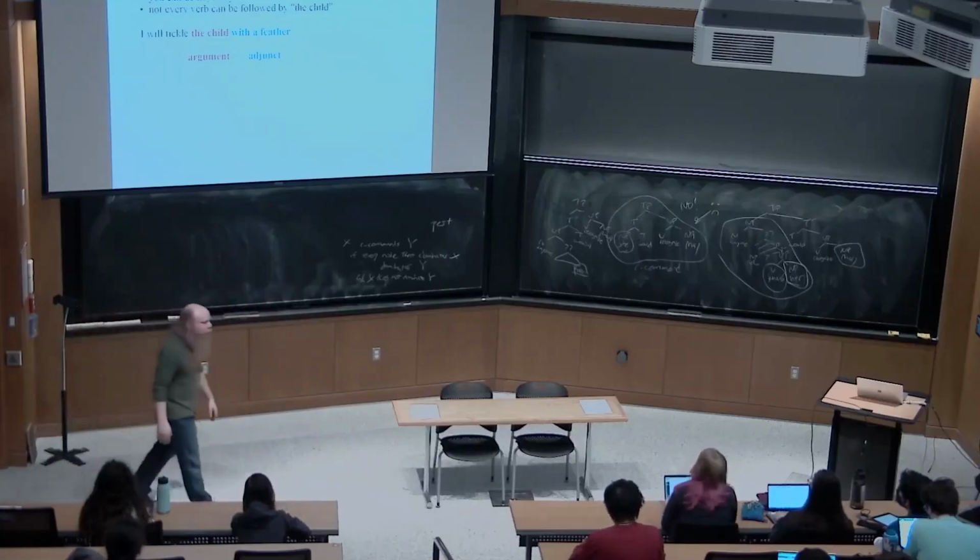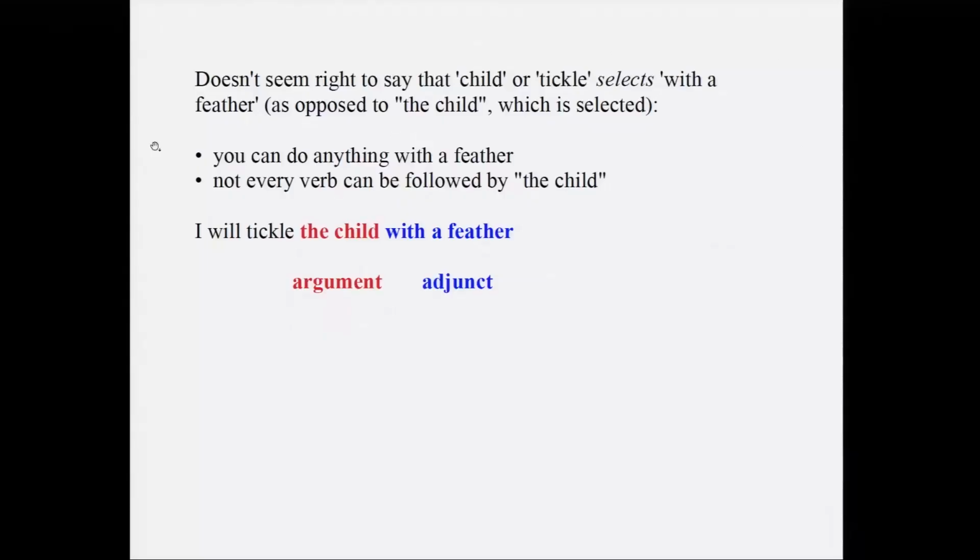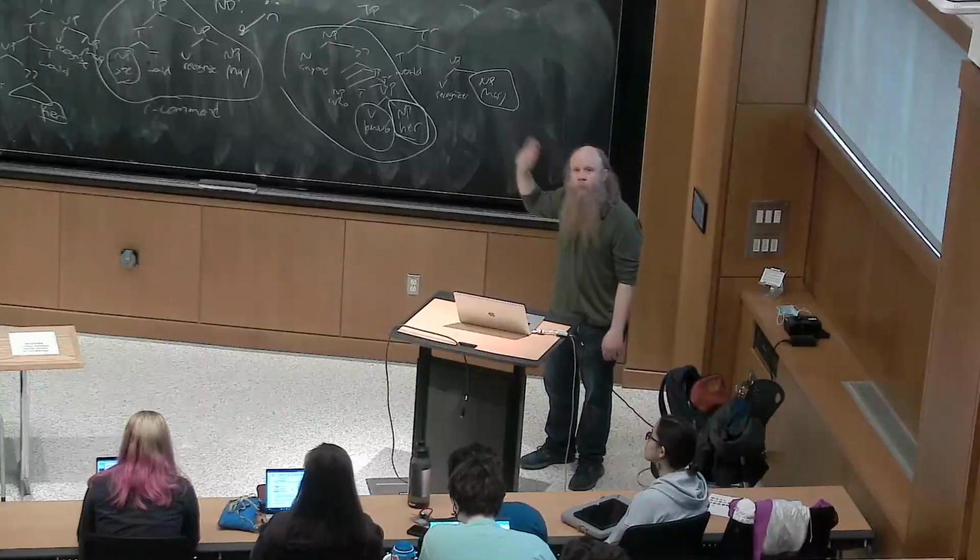Another terminology break. We call things that are selected arguments. So the child is an argument of the verb tickle, in this example. And we call phrases that don't seem to be selected by anything adjuncts. Just a name for those things.